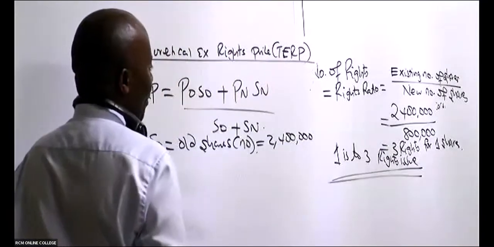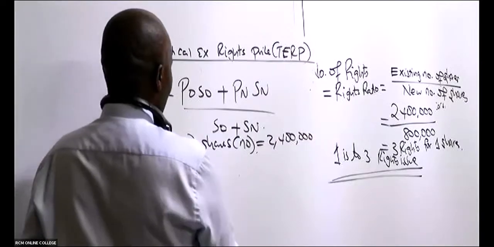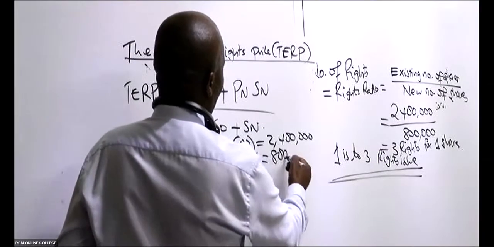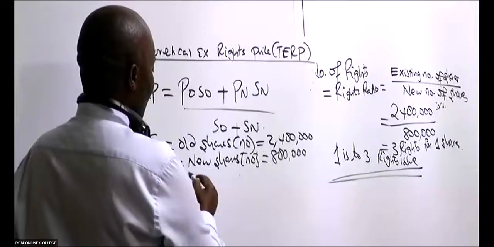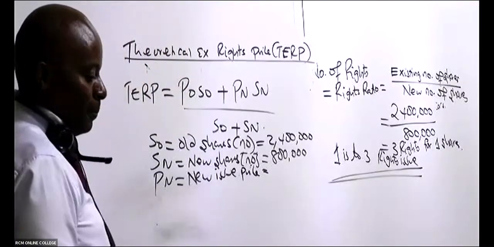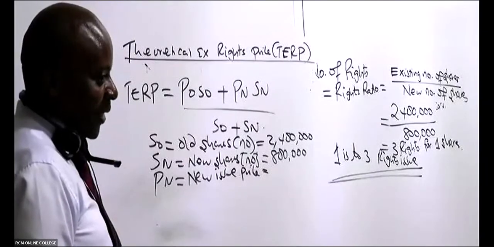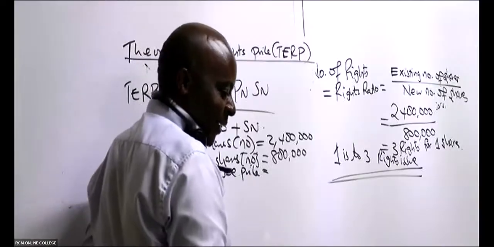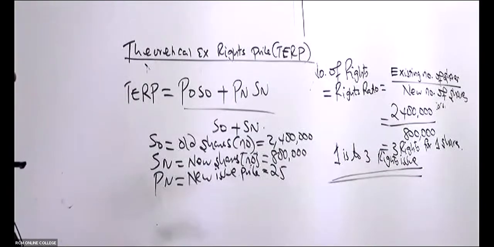Then we have SN, the new shares, their number. You gave me a figure of 800,000. PN, the new issue price. Do you remember the new issue price? Remember the issue price is the rights issue, the lower one. 25. Yes, the new issue price.